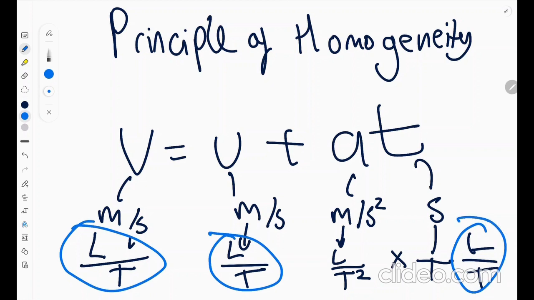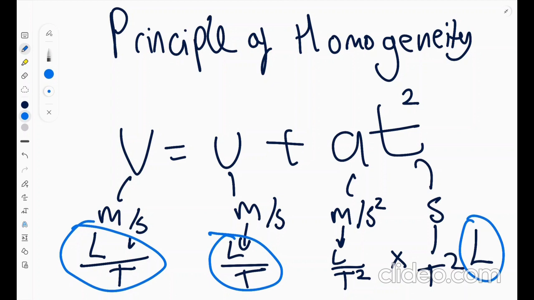Now say, for example, we had made a mistake in our equation and we had said that V equals U plus AT squared. That means that this dimension here would have come out as T squared, which means that the final dimension of AT squared will have come out as L. This would mean that the dimensions are not consistent across each term of our equation, meaning this equation is incorrect. So as you can see, we can use the principle of homogeneity to verify the correctness of equations.